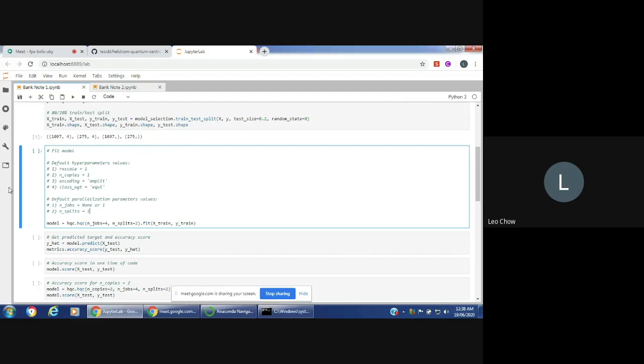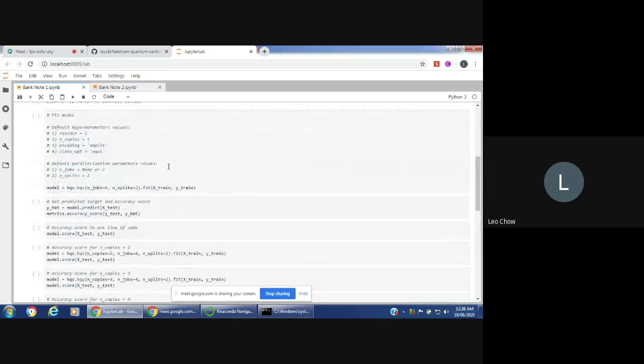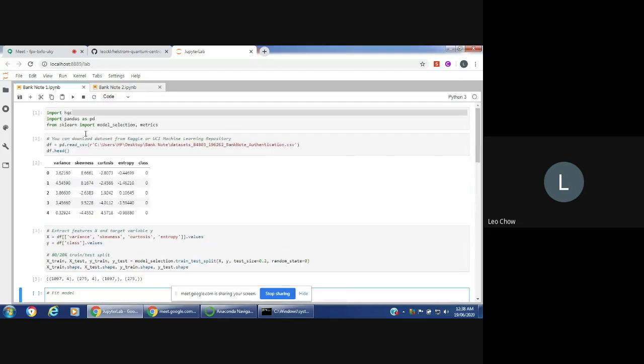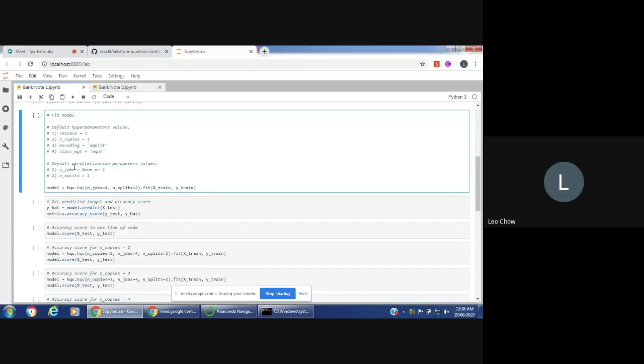So now we're going to fit the model. Since we've imported HQC at the top, you just call the model HQC. So HQC is what you import at the top, and this second HQC is the class constructor. So I'm just going to keep the four hyperparameter default values.